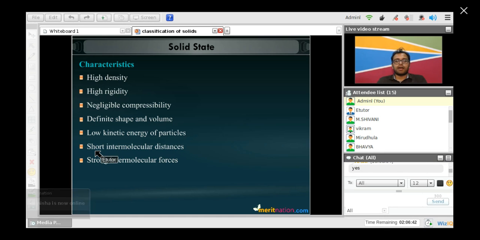Solid state has shorter intermolecular distances and strong intermolecular force. So whenever two molecules are placed very closely, the intermolecular force between those two molecules will be higher, right? And this is what occurs in the solid state. In the solid state, two molecules are very closely placed. Hence the intermolecular force between the molecules of a solid is higher, right?